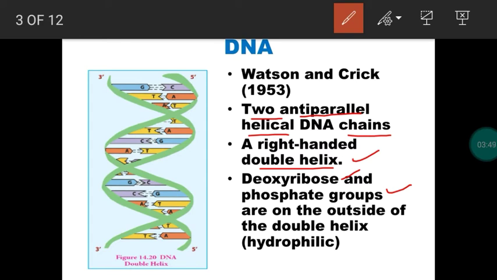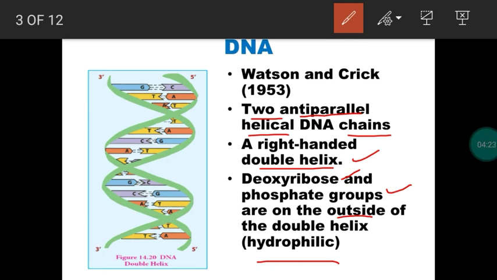The pentose sugar, deoxyribose, and the phosphate groups present in DNA are hydrophilic in nature, so they are present outside of the helix. So we have a double helix in the right-handed position. This is a duplex; duplex means double helix. The pentose sugar and phosphate groups are present outside of the helix because DNA is surrounded by water molecules. Since these two groups are hydrophilic, water loving, they point outside of the helix.